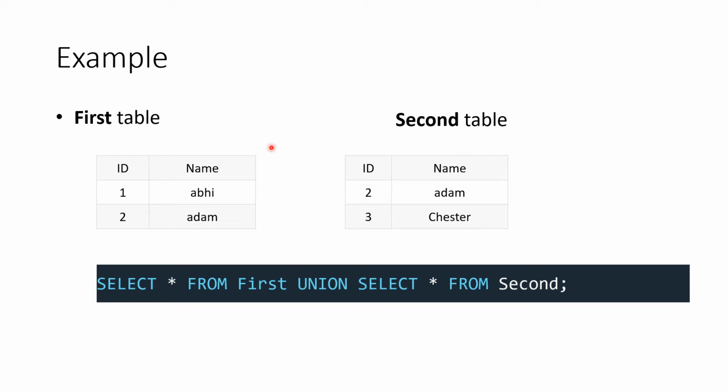So this is the example. Please see this carefully, because we will refer to these two tables in further coming examples also. This is the first table: ID 1, 2, with names Abhi and Adam. Then the second table has ID 2 and 3, named Adam and Chester. So: select asterisk from first union select asterisk from second.